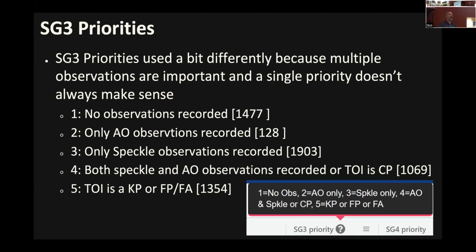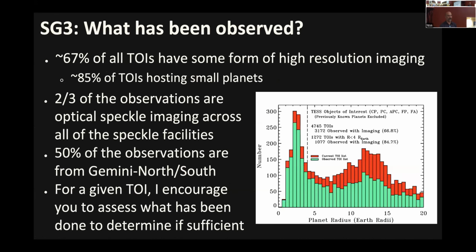But I encourage you that even if something is listed, to at least contact me, or the owners of the data, to get an assessment of what's been done in that data, because every group has slightly different sensitivities, resolutions, etc.